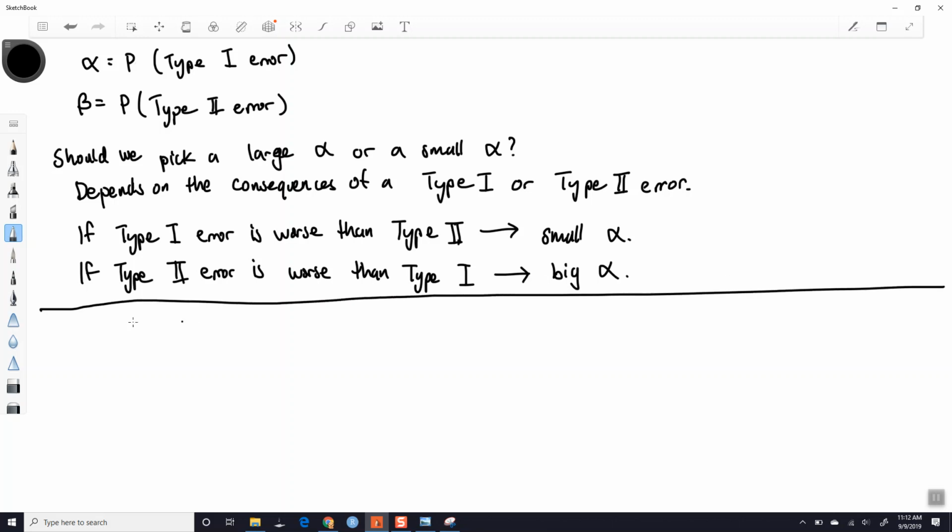All right, so think of our justice system, okay? So the null hypothesis, all right, so imagine a criminal trial in the US, okay?